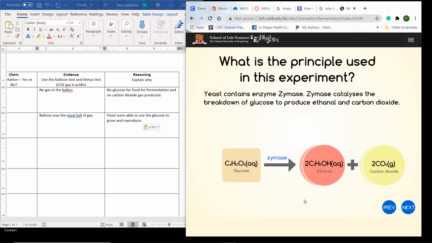And this is the principle that you're going to be looked at later, so make sure you sort of understand this. Yeast contains an enzyme called zymase. Zymase catalyzes the breakdown of glucose to produce ethanol and carbon dioxide. So again, one of the questions that's going to come up is, does yeast do aerobic respiration? They do. But in the case that we had, the oxygen was quickly used up, and so they had to go to fermentation. In fermentation, they use this enzyme zymase to break down glucose, all right? And in fermentation, they make carbon dioxide and ethanol.